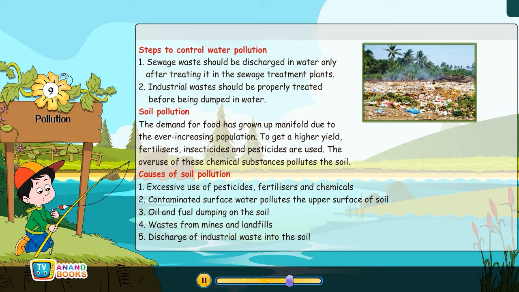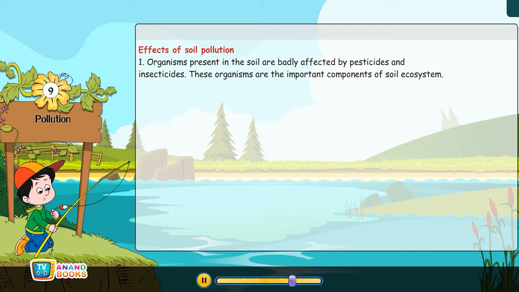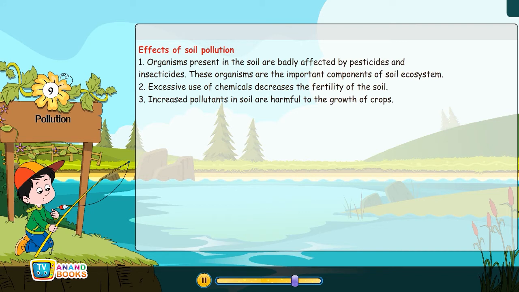Discharge of industrial waste into the soil. Effects of soil pollution. Organisms present in the soil are badly affected by pesticides and insecticides. These organisms are the important components of soil ecosystem. Excessive use of chemicals decreases the fertility of the soil. Increased pollutants in soil are harmful to the growth of crops.